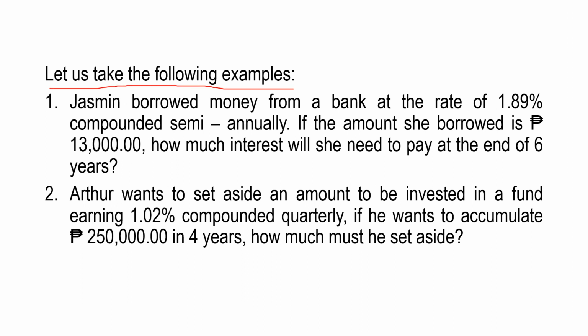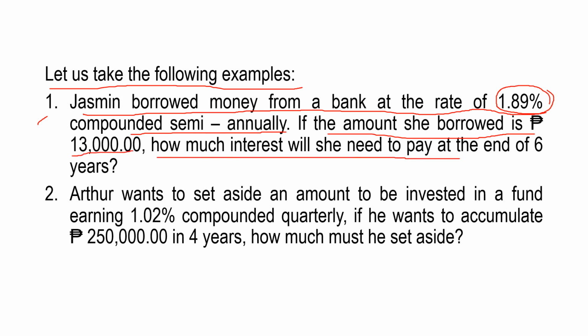So let us take the following examples. First one: Jasmine borrowed money from a bank at the rate of 1.89%, compounded semi-annually. When we say semi-annually, it represents 6 months, so there are two sets of 6 months in a year. In that case, we need to divide the given value by 6 for us to know the conversion period. If the amount she borrowed is 13,000 pesos, how much interest will she need to pay at the end of 6 years? So that will be the question.